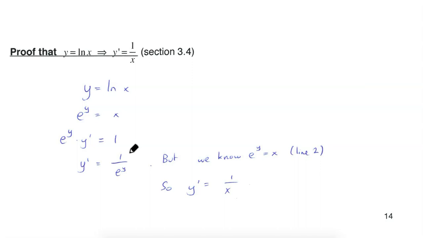That's the answer. However, we would like to have this in terms of x, and look at row 2 here, e to the y is actually equal to x, so I can substitute it back here, and I get y prime equals 1 over x.